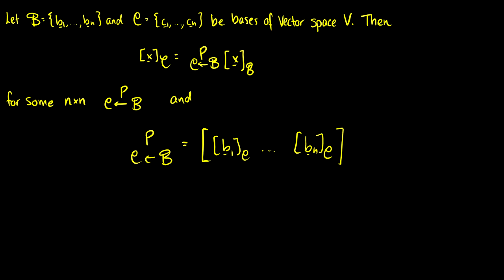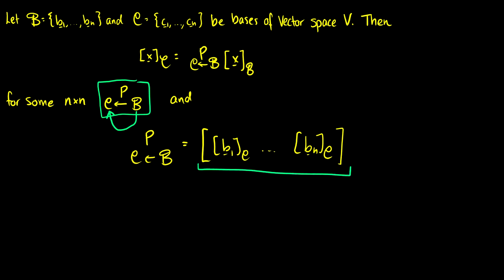Then we can write the vector x relative to C as the change of basis matrix times the vector x relative to B. So this change of basis matrix is going to be n by n, and what this says is it takes a vector relative to B and maps it to a vector relative to C. So this is what the matrix will look like.